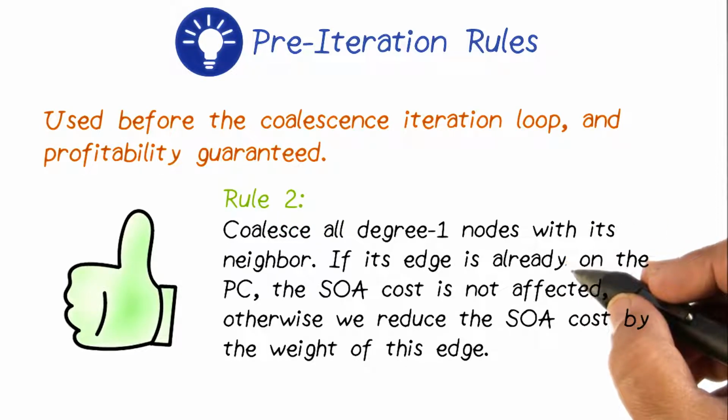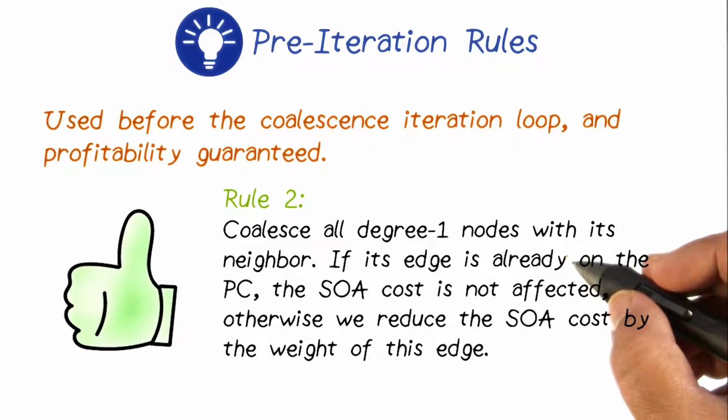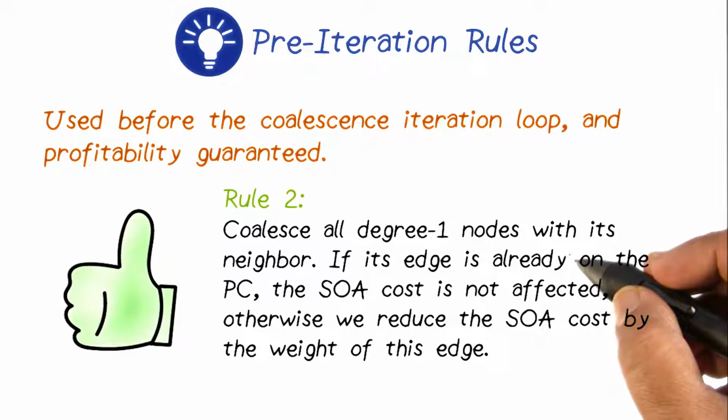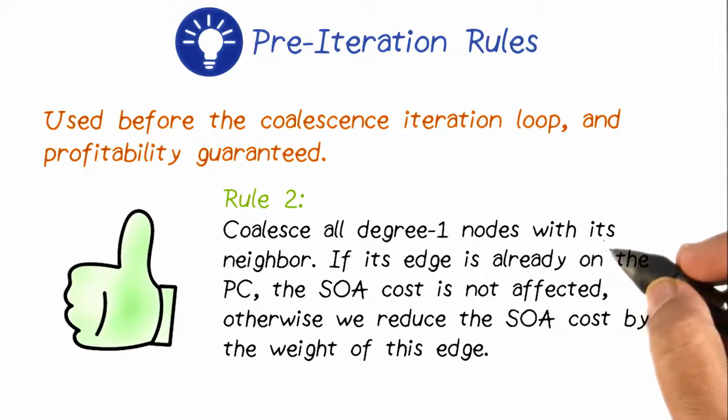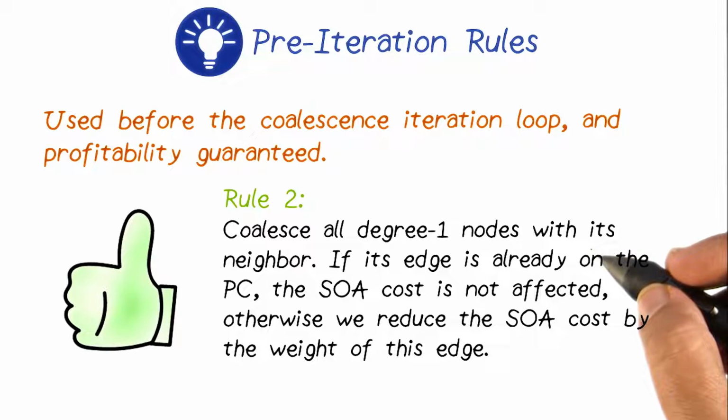And then the second rule that we apply as a pre-processing step here is to coalesce all degree 1 nodes with their neighbors. So here is the motivation behind this. If the corresponding edge is already on the path cover, the SOA cost is not affected by this approach. Otherwise, we actually reduce the SOA cost by the weight of this edge.